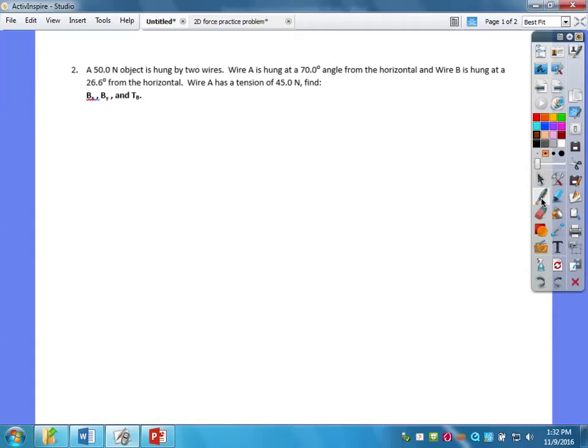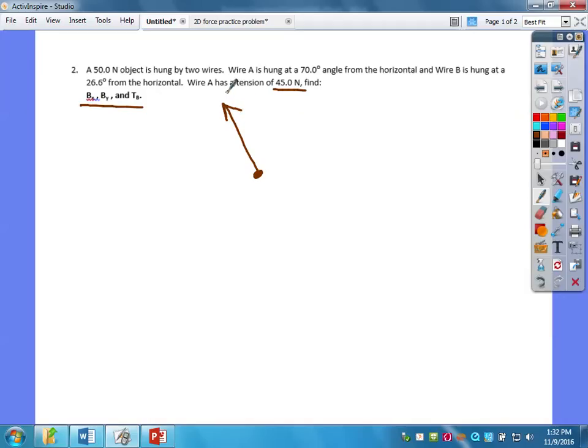We have this 50 Newton object being hung by two wires. One's at a 70-degree angle, one is at a 26.6-degree angle. It gives us the tension of wire A, 45 newtons, and we want to solve for everything related to wire B. So draw out your free body diagram.